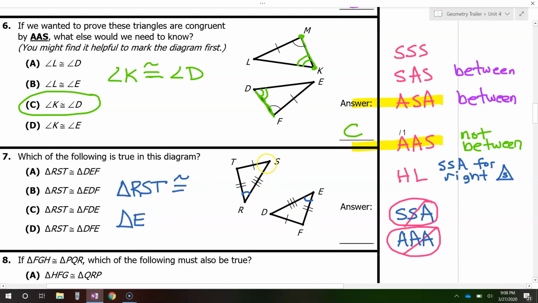Now, angle S. S is across from the double mark. So I'll put a double mark on S. D is across from the double mark. So I'm going to put a double mark on D. Angle S corresponds with angle D. So I'll put angle D next. Angle F and angle T are the only ones we haven't mentioned. So T must correspond with F. So we're looking for triangle EDF. Okay, and I see that that is B.